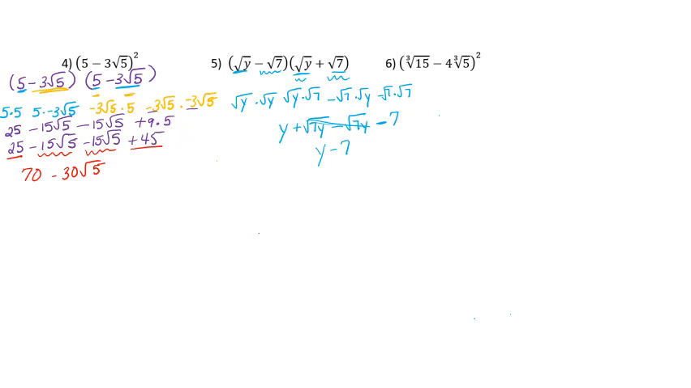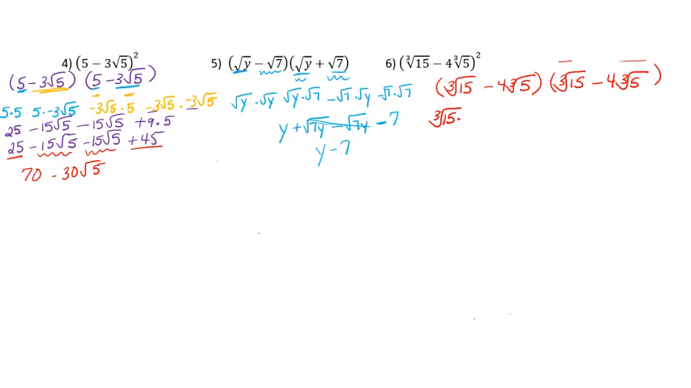All right, let's look at number 6. So for number 6, again, we have to write this out. Cube root of 15 minus 4 cube roots of 5, and then cube root of 15 minus another 4 cube roots of 5. All right, so now we're going to do the cube root of 15, and we're going to multiply it times the cube root of 15 minus 4 cube roots of 5.